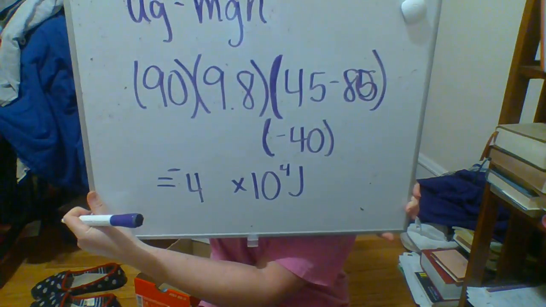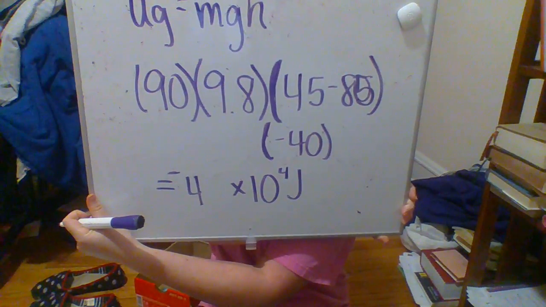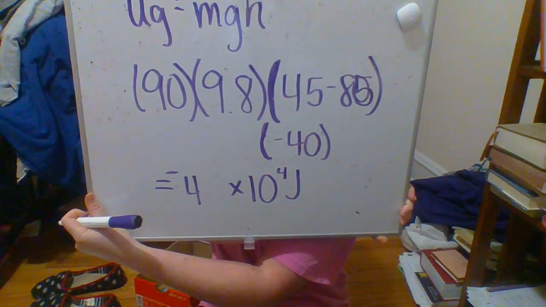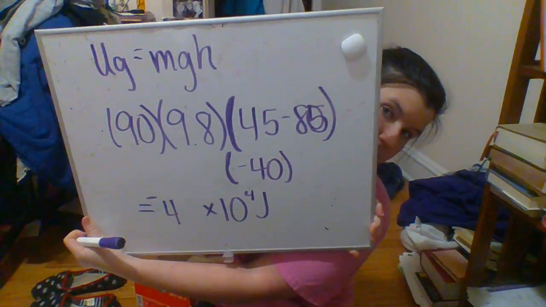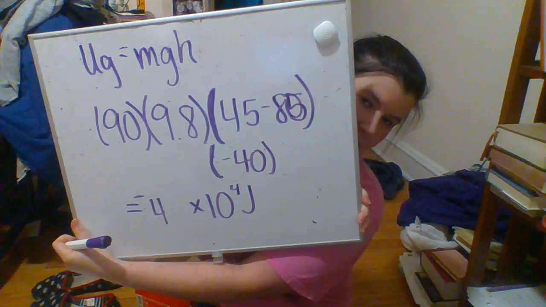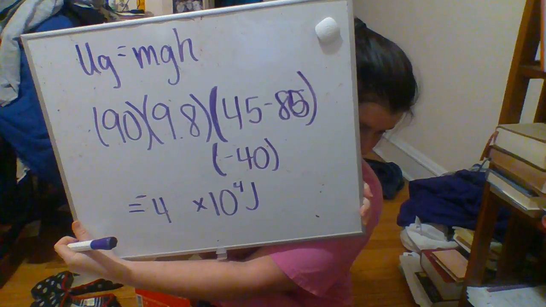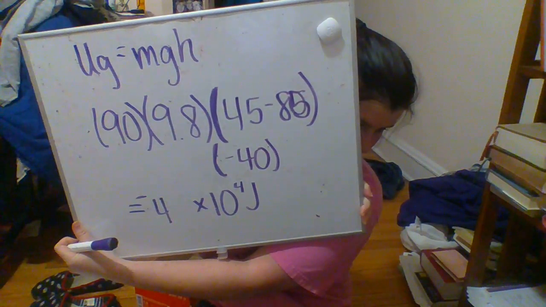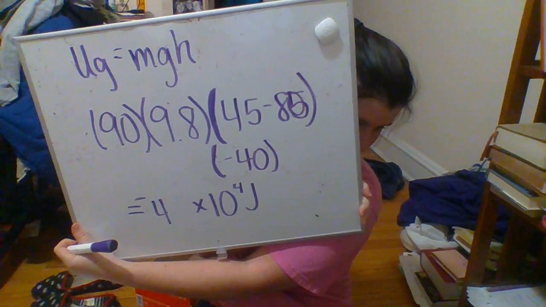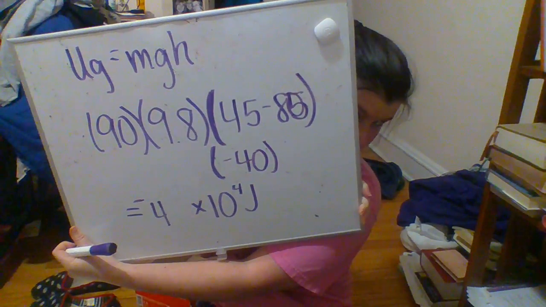Okay. So it says he climbed up 45 meters and then descended 85. That's why you do 45 minus 85, okay? All right. Good.